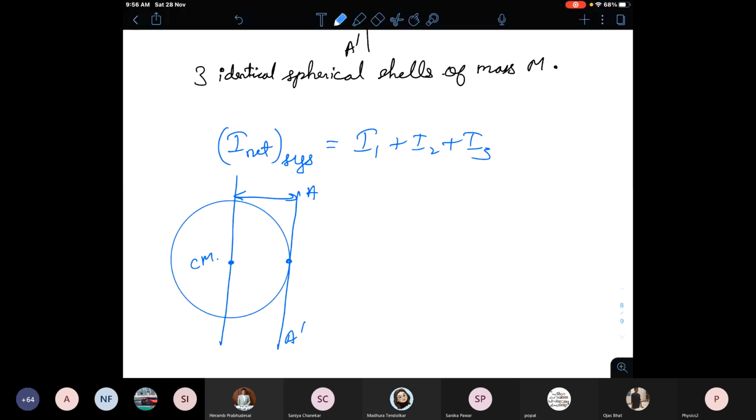And what is the perpendicular distance between them? The perpendicular distance between them is r. So moment of inertia about a dash.